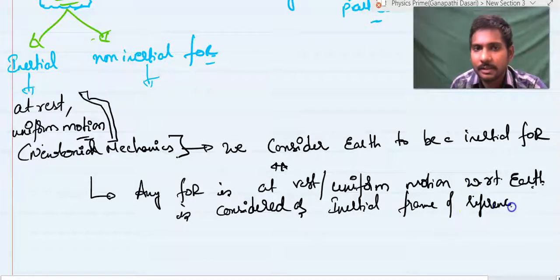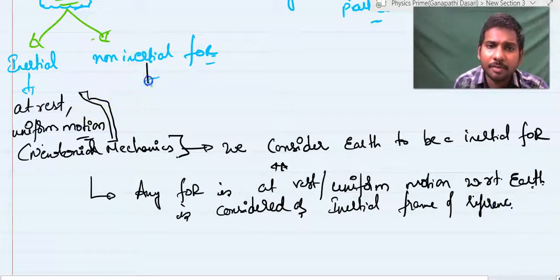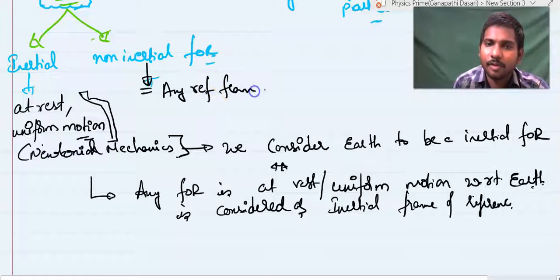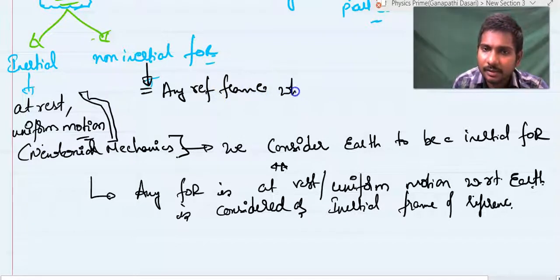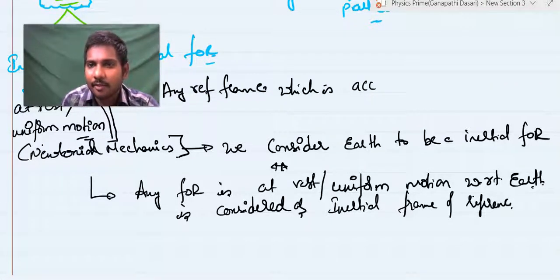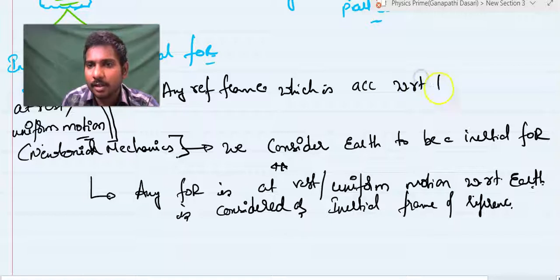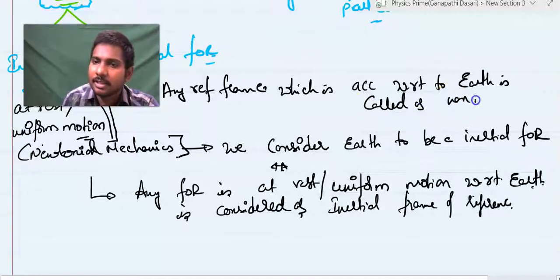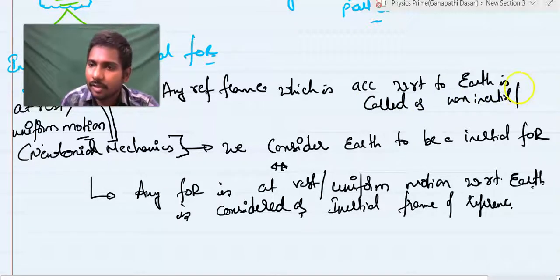reference. So what is non-inertial frame of reference? Any reference frame which is accelerating with respect to Earth is called as non-inertial frame of reference.